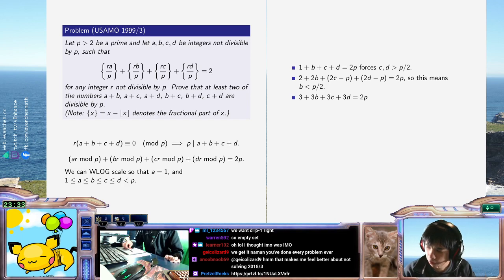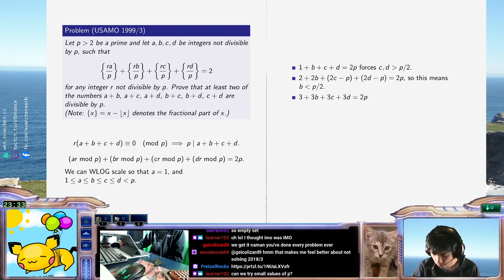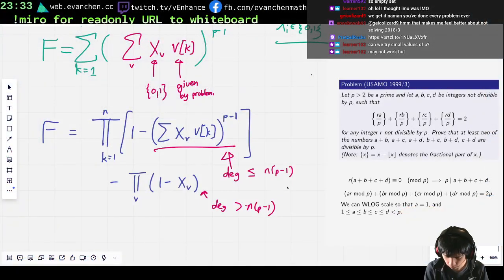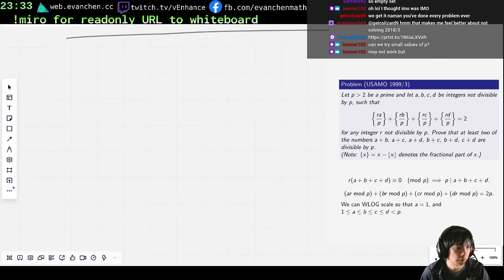Okay, I want to try something. I think this is the point where I want to draw a grid. Figure out what's going on. Can we try small values of P? I mean, I think small values of P don't tell you too much.